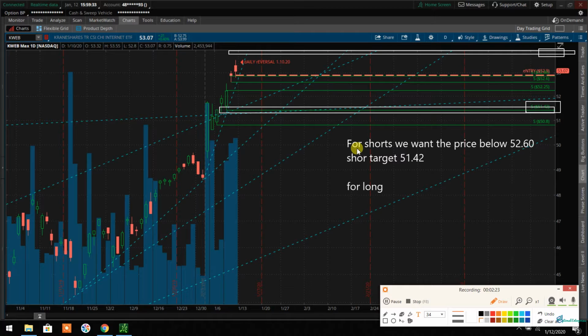For longs, we want that 52.60 to hold, for a target of 54.70. That's gonna do it for KWEB. Remember, if you catch this, check.